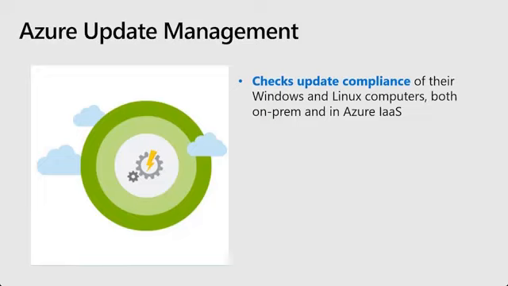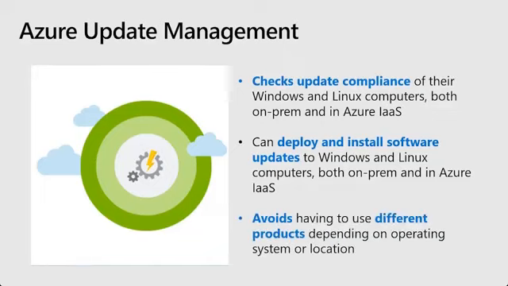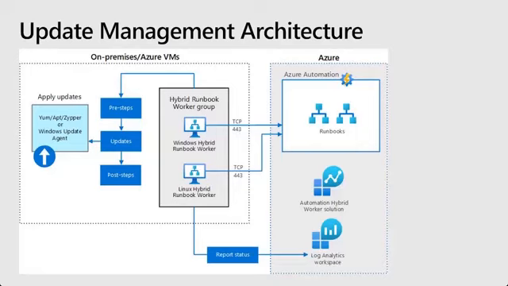So Azure Update Management does a couple of different things. If it's configured, it actually goes out and checks the update compliance states of Windows Server and Linux machines running on-premises, at other cloud providers, or in Azure. It then can go out and even deploy and install software updates, again, running on Windows or on Linux, basically on any infrastructure. And that really helps to avoid that Tailwind Traders need to have different products depending on the operating system or the location that server is running. So that is where Azure Update Management comes in. And if we have a look at the architecture here, here's a quick architecture diagram of how that can work.